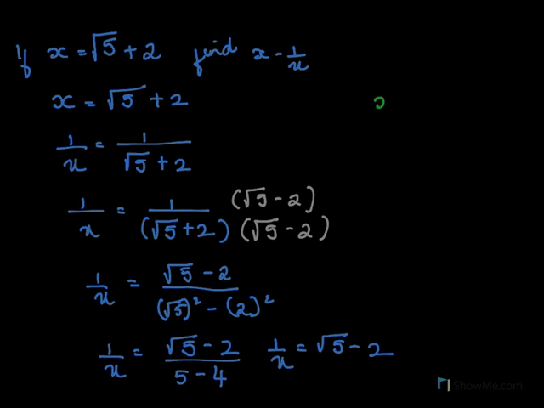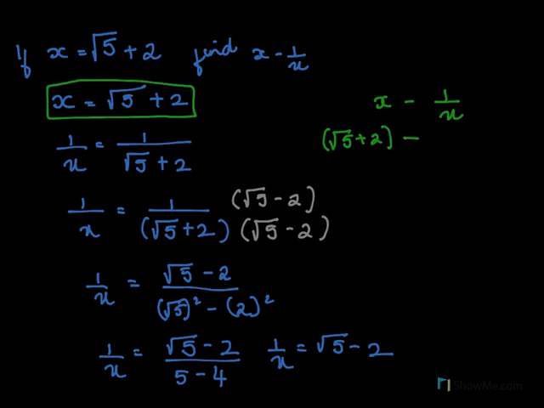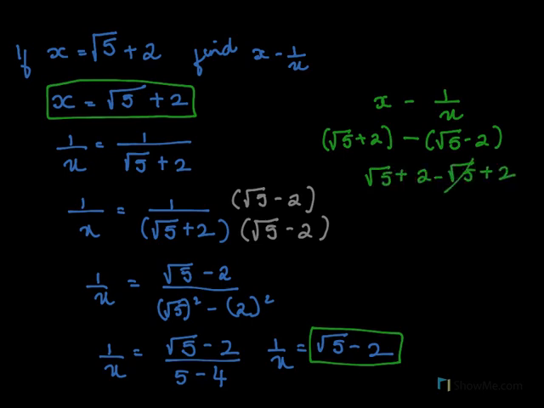Now I need to find the value of x minus 1 by x. Now we saw the x here is under root 5 plus 2 minus 1 by x. 1 by x, I have the value. I need to put this in bracket. Whenever there is a minus sign, it's best to put in bracket. So one value is x, other value is 1 by x. Now open the bracket. This cancels. Answer is 4.